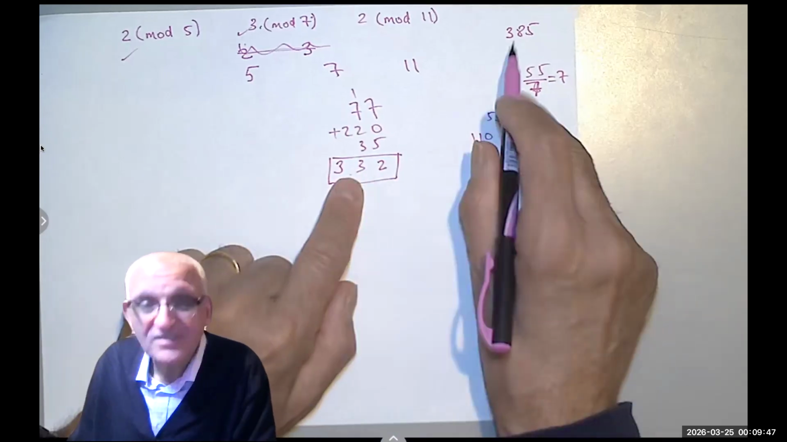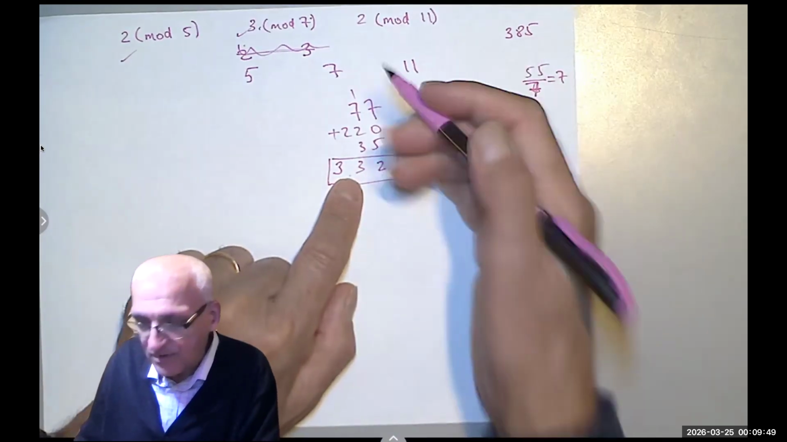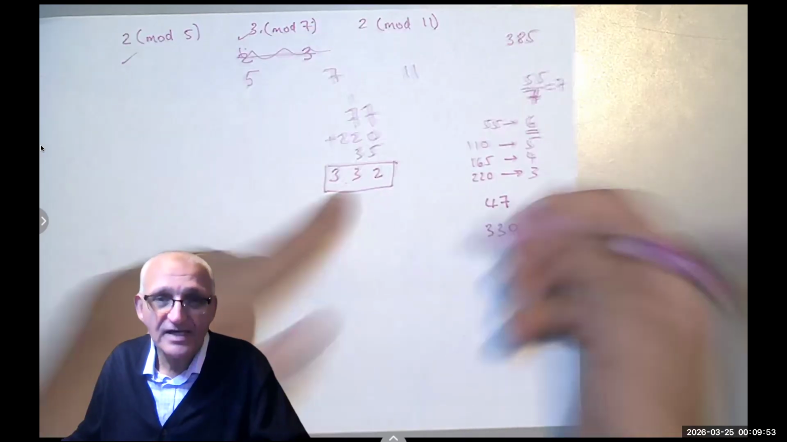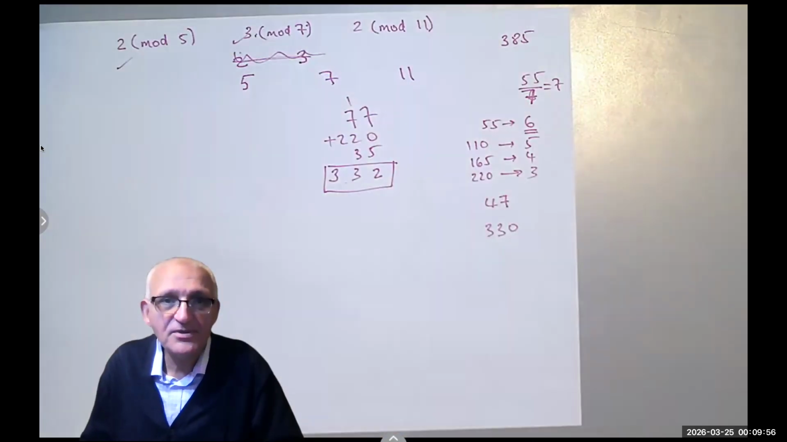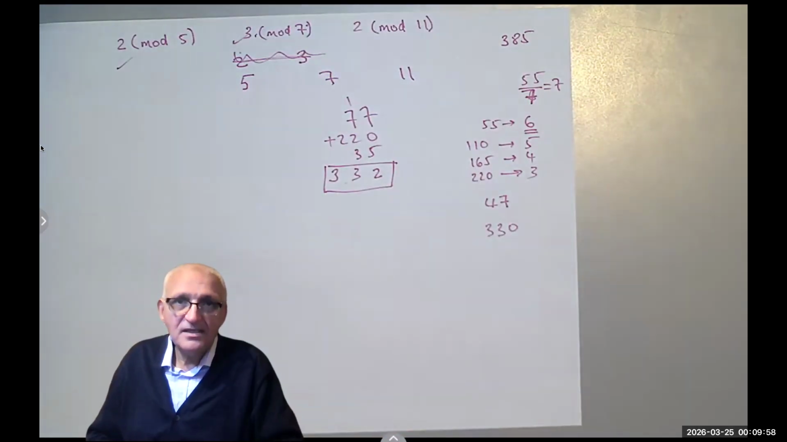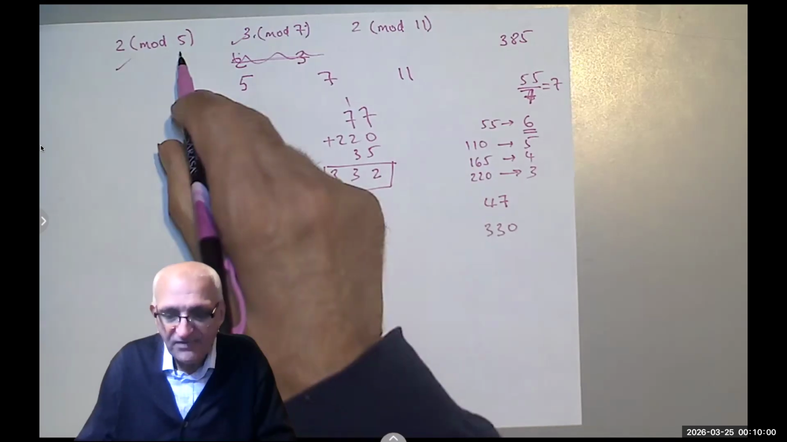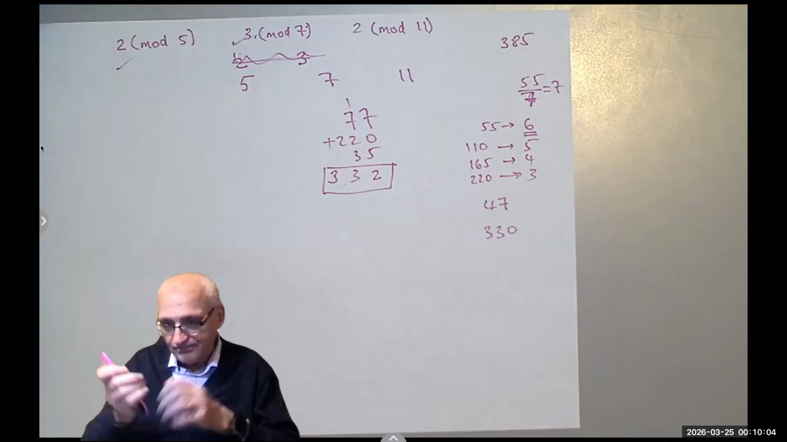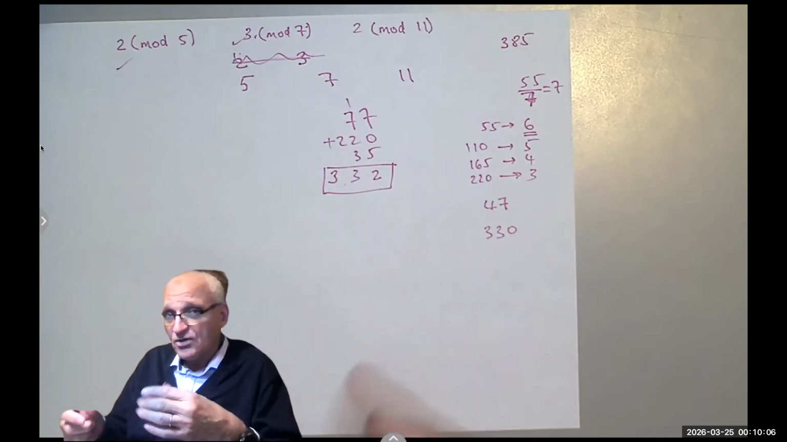If that answer was more than 385, I would subtract 385 to get the smallest possible number that, when you divide by 5, you get a remainder of 2, by 7, you get 3, and by 11, you get 2. Okay? So that's how we are going to do it.